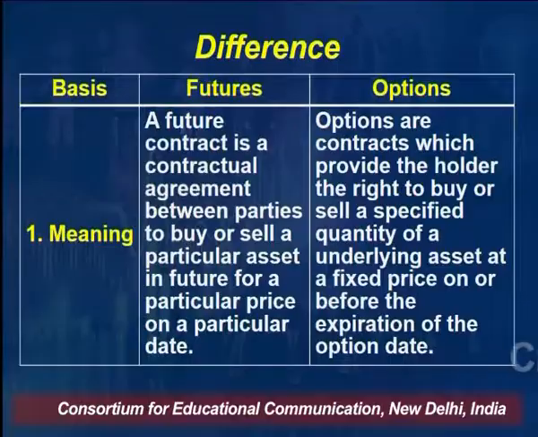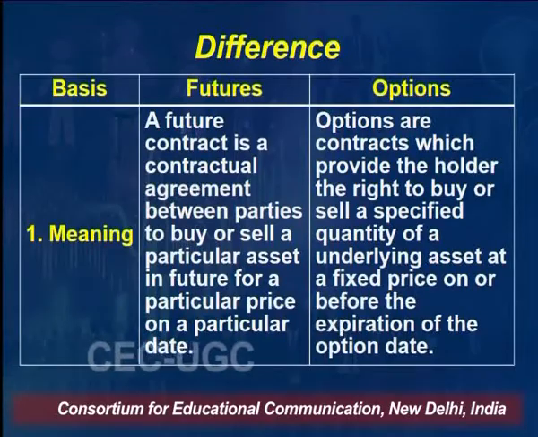Now, after talking of the meaning of options, let me discuss the difference between the future and the option. Future, which I discussed in my previous lectures, is also a type of derivative. It's also a contract between two parties which takes place through exchanges to buy or sell an asset at a specified price and on a specified date. So what is the difference between the two types of derivative? A future contract is a contractual agreement between parties to buy or sell a particular asset in future for a particular price on a particular date.